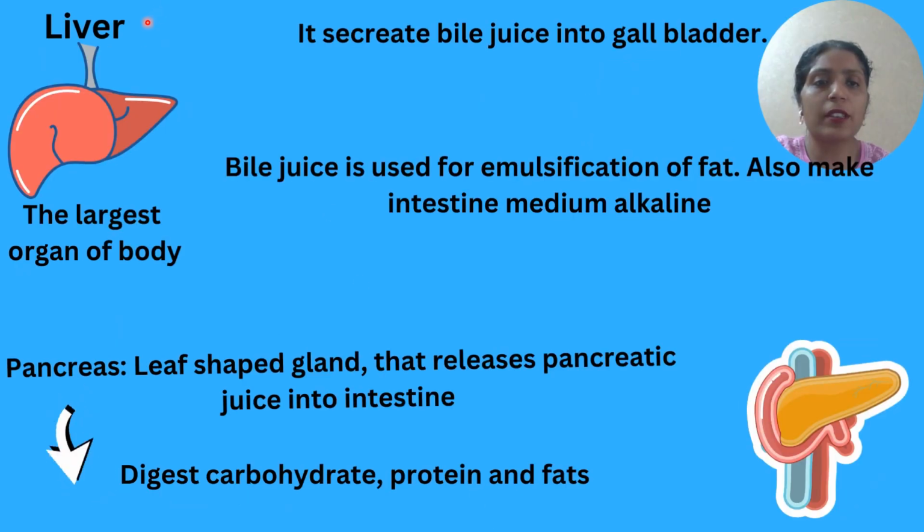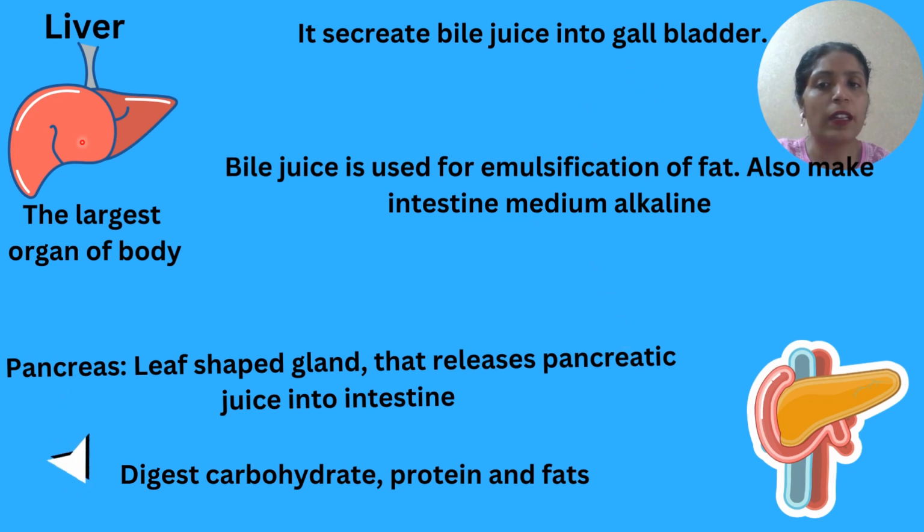Now the food reaches the small intestine where it mixes with different juices secreted by different organs. For example, liver will secrete bile juice and pancreas will secrete pancreatic juice. Intestine itself will secrete intestinal juice. These all three juices mix with the food and make the medium of the food alkaline.